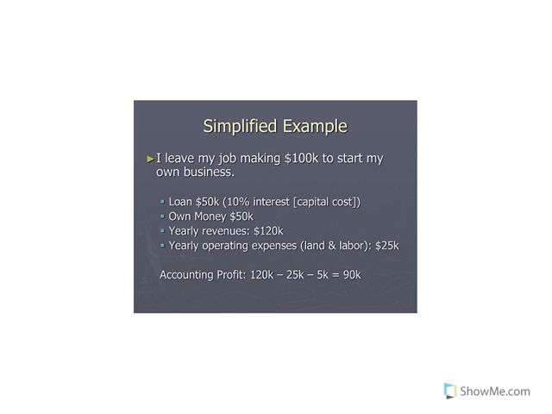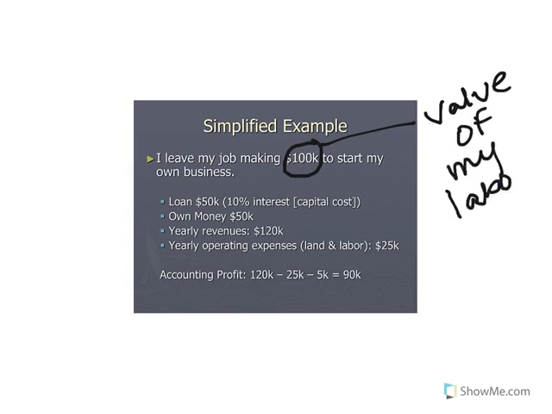Let's look at an example for an individual. Let's say, for example, I currently make $100,000 and I decide to leave my job to start my own business. So again, if we're looking at what the value of my labor is, because remember, labor is a resource in the market, if I'm leaving a job making $100,000, then that is the value of my labor. Again, that's the same thing as the opportunity cost. In other words, the highest valued alternative of my resource.